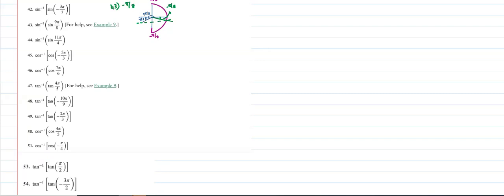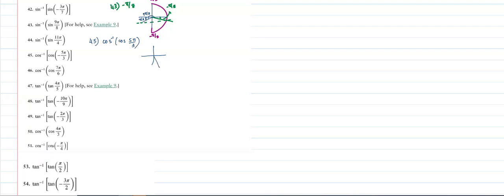So now let's do 45. So 45, negative 5 pi over 3. Now here, you can do it one of two ways. Cosine is an even function. So if you want, you can rewrite question number 45 like so. All right, now find out where 5 pi over 3 is. You should know that pi over 3 is in the first quadrant, 2 pi over 3 in the second quadrant, 4 pi over 3 in the third quadrant, and 5 pi over 3 is here.